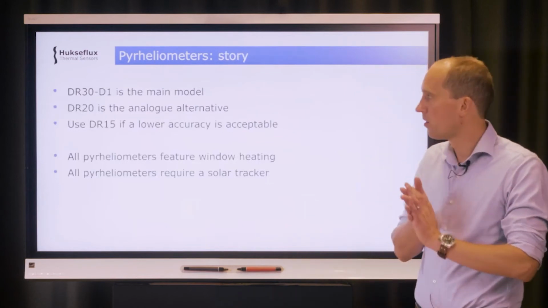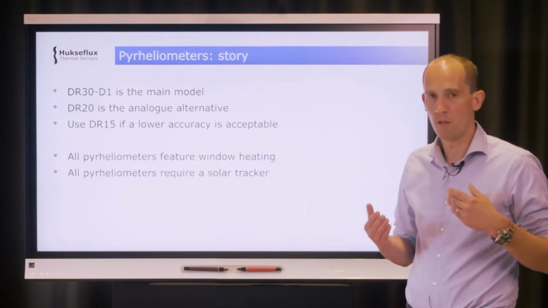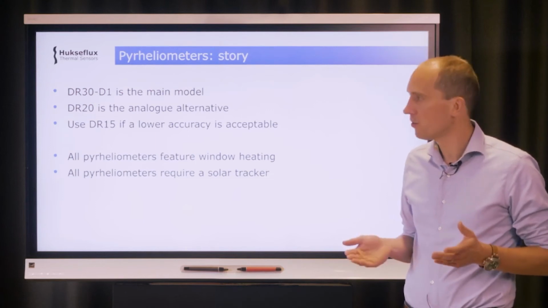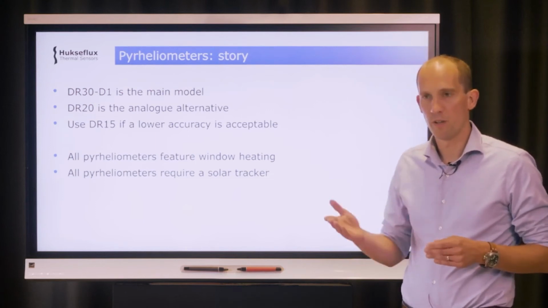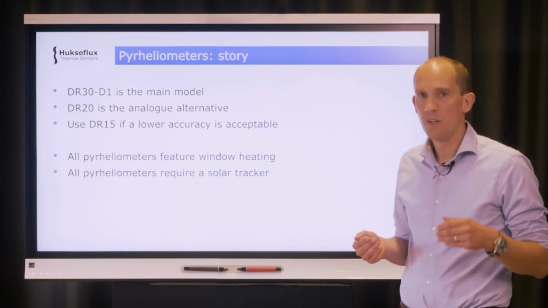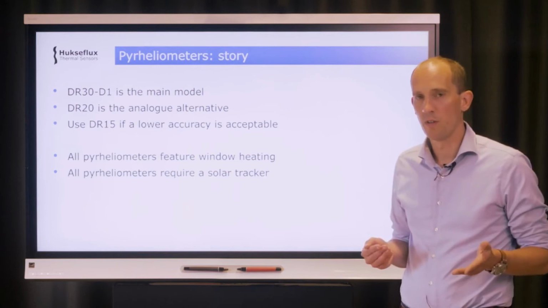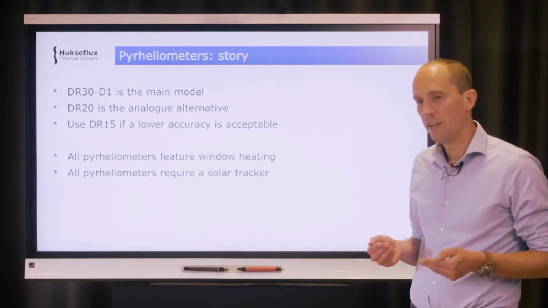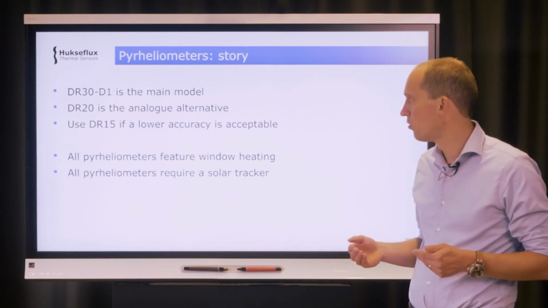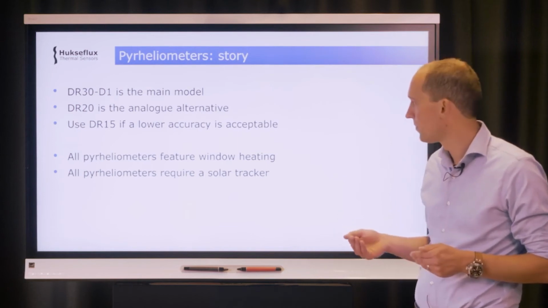The story with the pyrheliometers is also in essence very simple. The DR30 D1 is the main pyrheliometer model. It gives you the most accurate data, the most control over your instrument. If you need an analog alternative, go for the DR20. And in cases where a lower accuracy is acceptable, you can also choose to use the DR15.